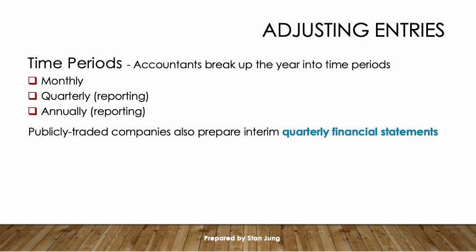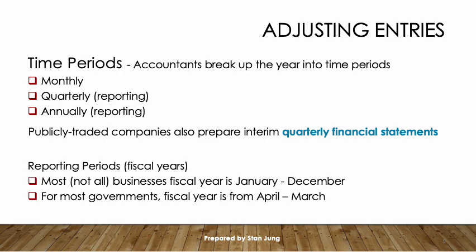Most commonly, the business fiscal year is January to December, starting in January, ending in December. And for most governments, at least in North America, the fiscal year starts on April the 1st to March 31st. So if anyone works in government, you may notice the different fiscal year or reporting period for that institution.